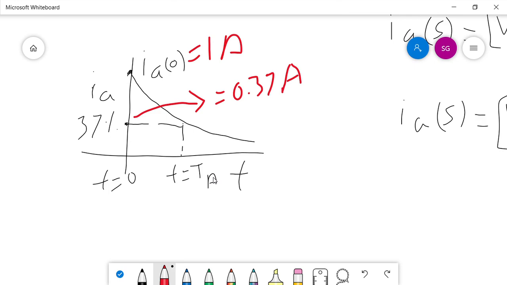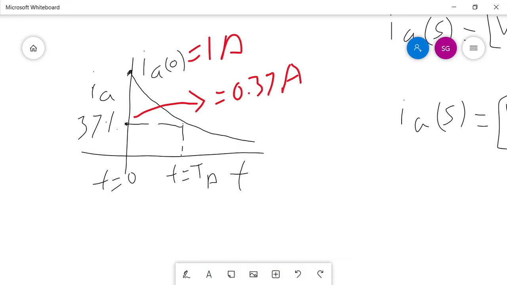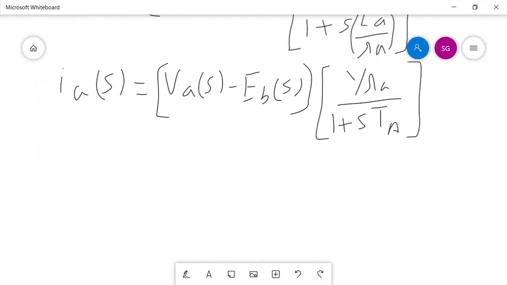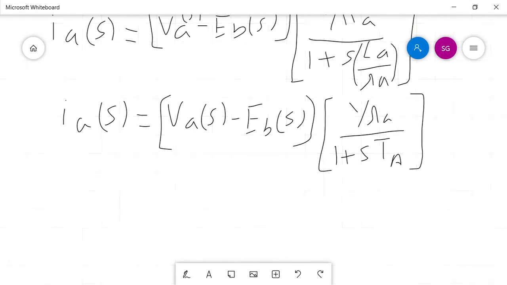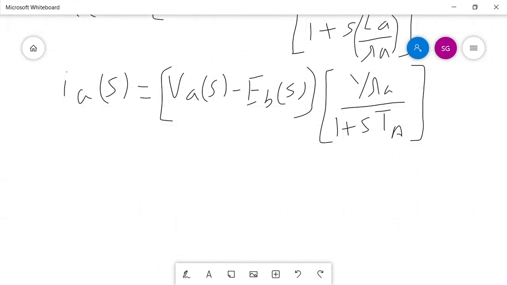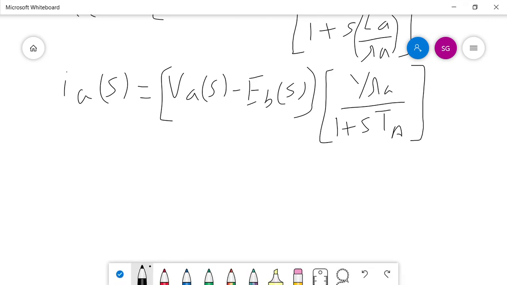So we will represent all the variables in the present circuit in terms of time constant, that is, how fast they are changing, how fast they are decreasing. Okay, so TA is the armature circuit time constant. The current in the armature circuit is decaying as per TA. Now this is your first equation.